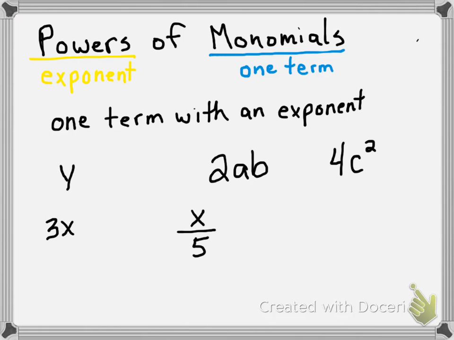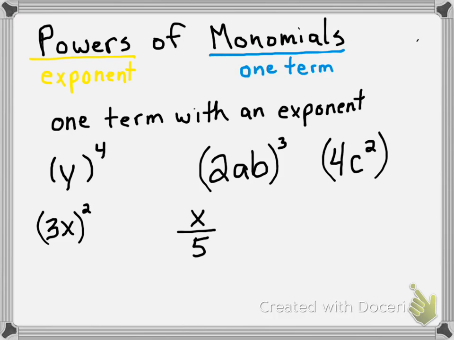Okay, so there may be more than one thing in the base now. Over here we have 2ab, 2 times a times b. That's 3 things, but it's all multiplied, so it's one term. It's a monomial. 4c squared. Everything's multiplied. It's still a monomial, so it's okay to have an exponent. And fractions are okay too because they're division. So x divided by 5 is a monomial. So today we're going to be taking these monomials and putting exponents to them.